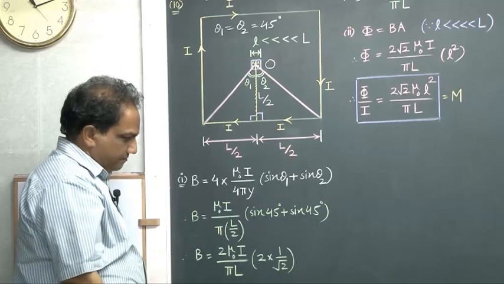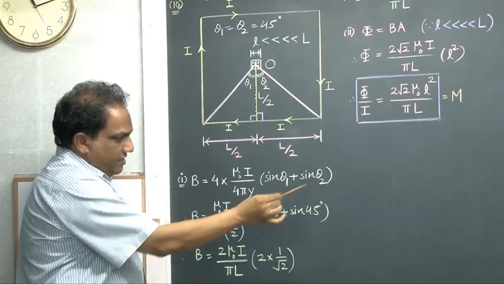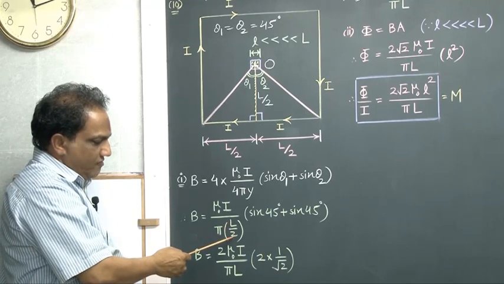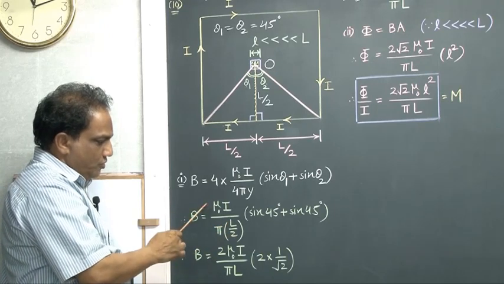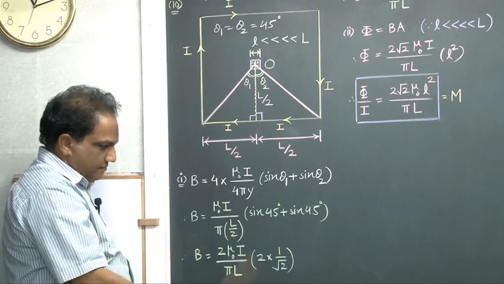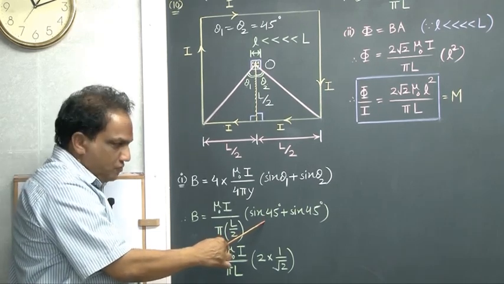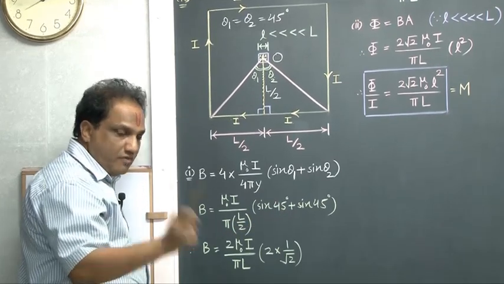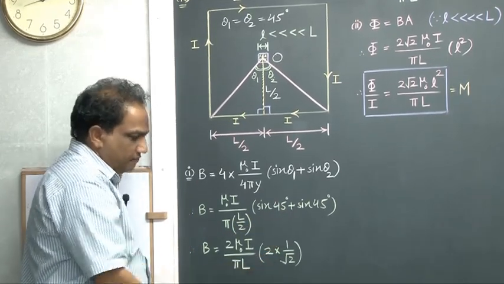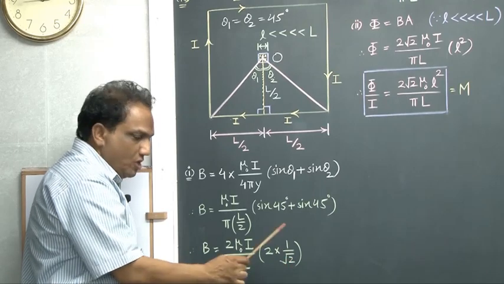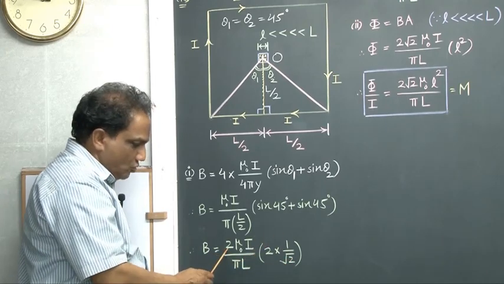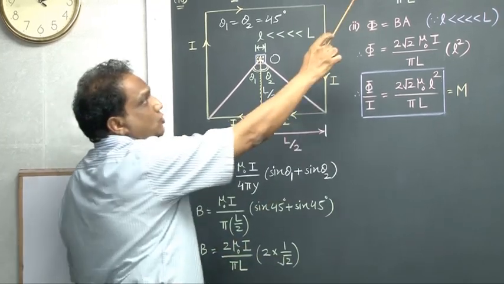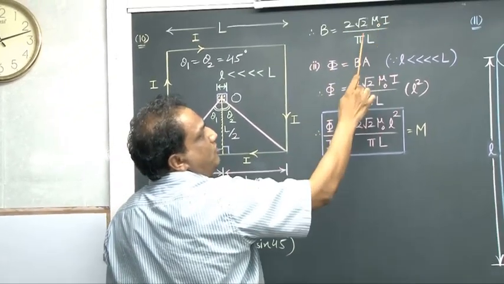Now tell me, theta 1 is 45 degree, theta 2 is also 45 degree. Simplify this. You know the denominator will become the numerator. So 2 mu 0 I upon pi L. Sin 45 is 1 by root 2, sin 45 is 1 by root 2, so 1 by root 2 plus 1 by root 2, that is 2 into 1 by root 2. Now 2 upon root 2 will be root 2 in the numerator. So 2 into root 2 into mu 0 I upon pi L.